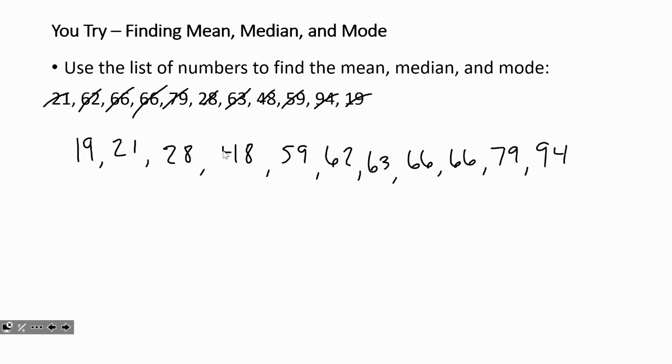All right, so with this data set, before we get going looking for our 3 characteristics, let's talk about the spread on this data, okay? So we start at 19, we hit 21, we hit 28. Those are pretty well clustered together. Then we have a big jump. We're jumping 20 numbers. We go to 48, 59, 62, 63, 66, 66. Again, those are pretty similar. I would even include 79 in there.